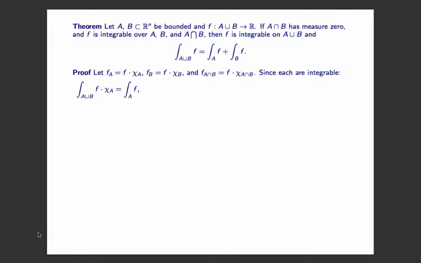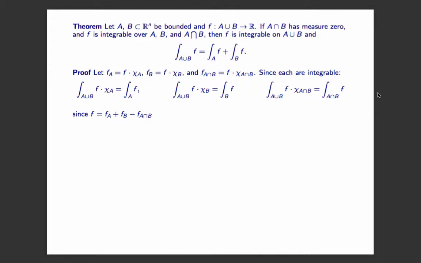Therefore, the integral of fA over the union is just the integral of f over A, because this function is 0 outside of A. Similarly, the integral of fB over the union is just the integral of f over B, and the integral of f on A intersect B over the union is just the integral of f over the intersection. And again, we should know already precisely what value this term has.